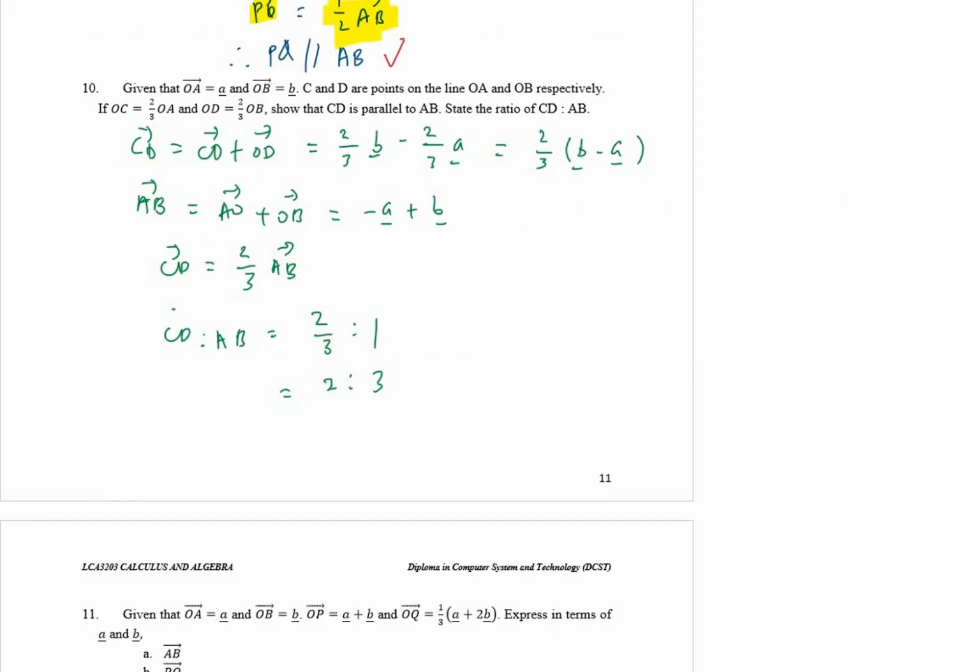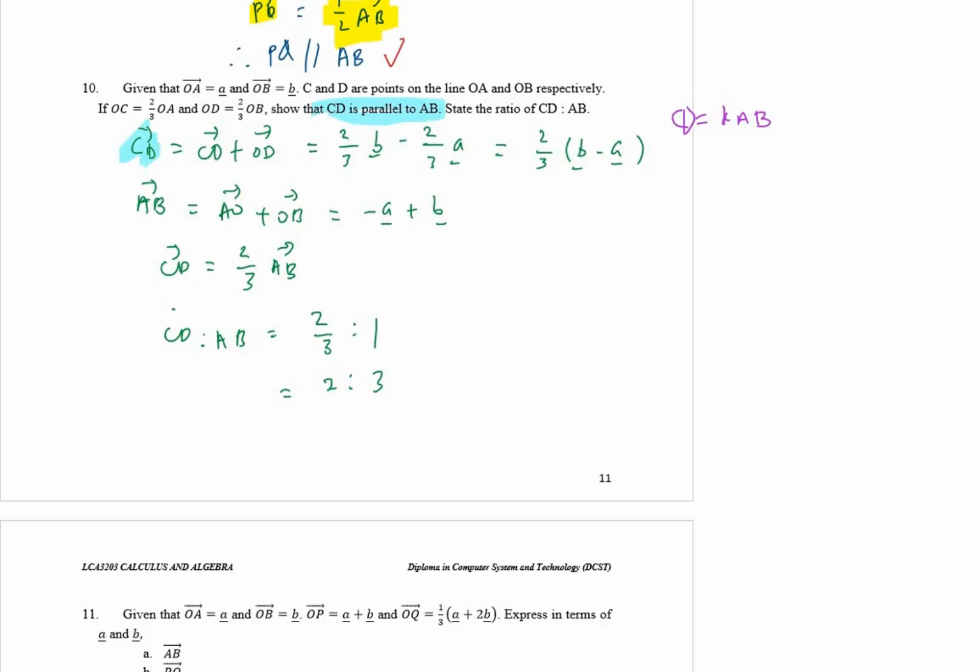Okay, the next question, we want to show that CD is parallel to AB. So how do you show that? Same thing, you want to find CD equals k AB. So find your CD first. What is CD? CD is CO plus OD.